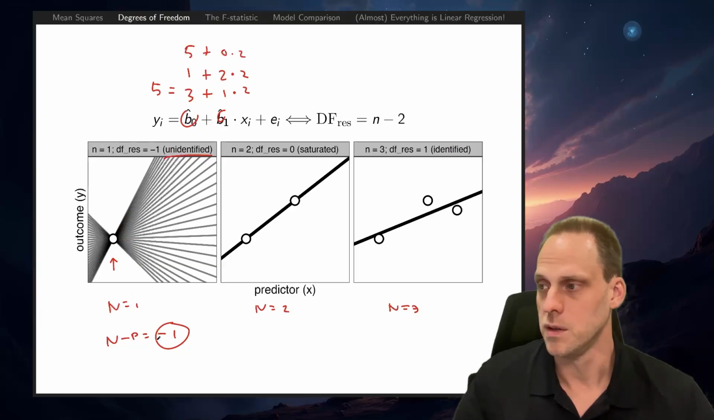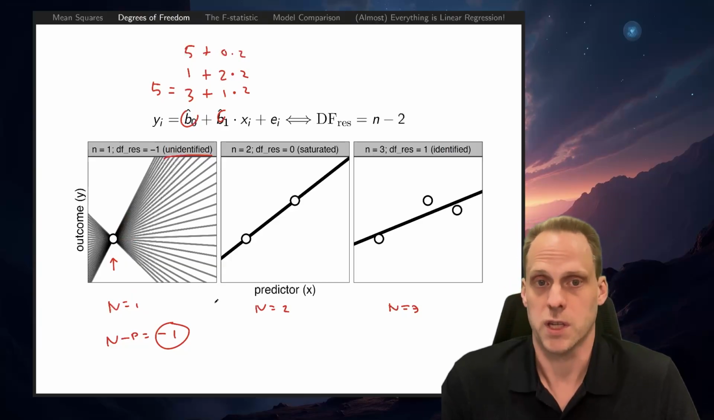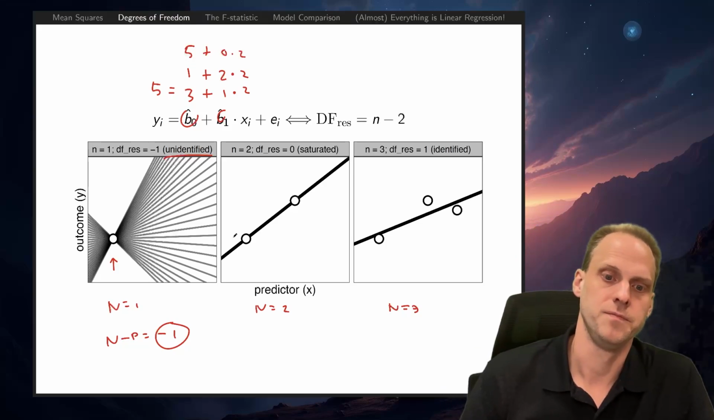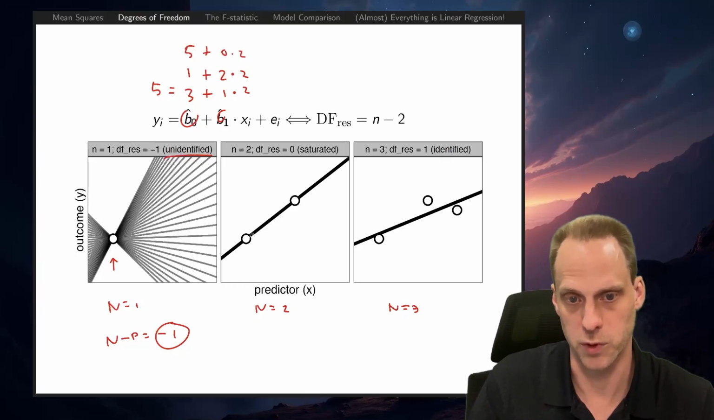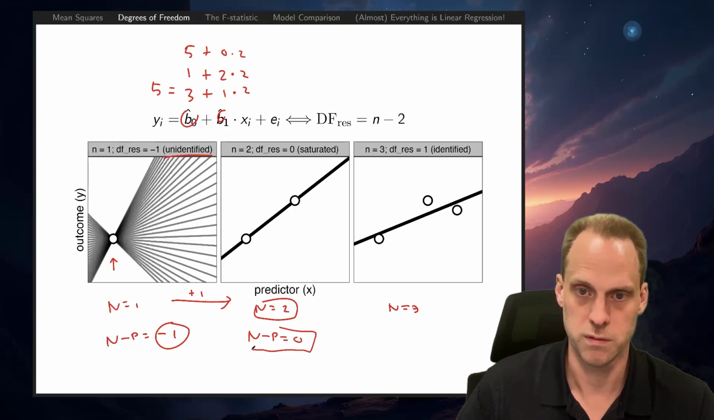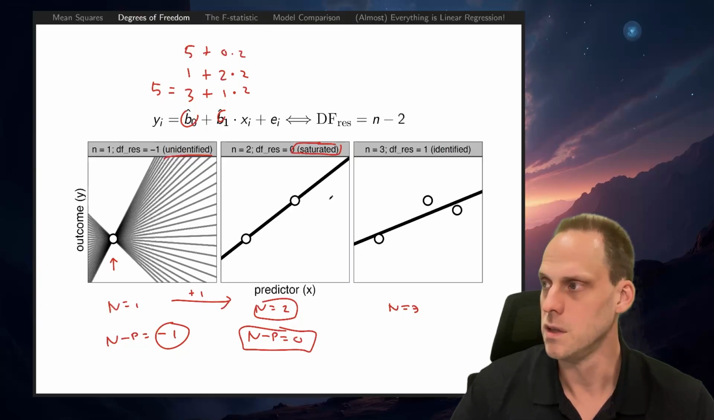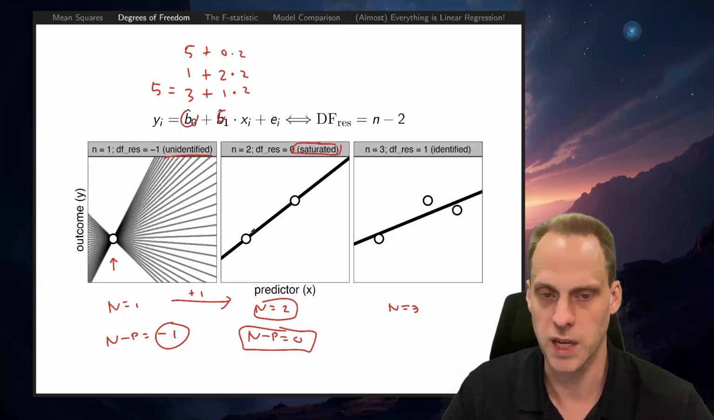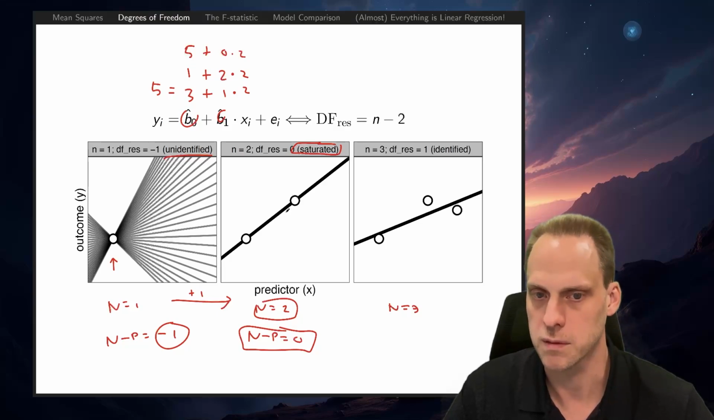So our degrees of freedom are n minus 1, or the residual degrees of freedom in this case, and we just cannot estimate a variance, right? In this case here, for the linear regression model, if we have 2 data points, again we add one piece of information, right? We would get n minus p equals 0, which we also call saturated, which means basically perfect. We can draw exactly one line that goes through both points. Any other line would not go through the points, would be a worse line because of that.